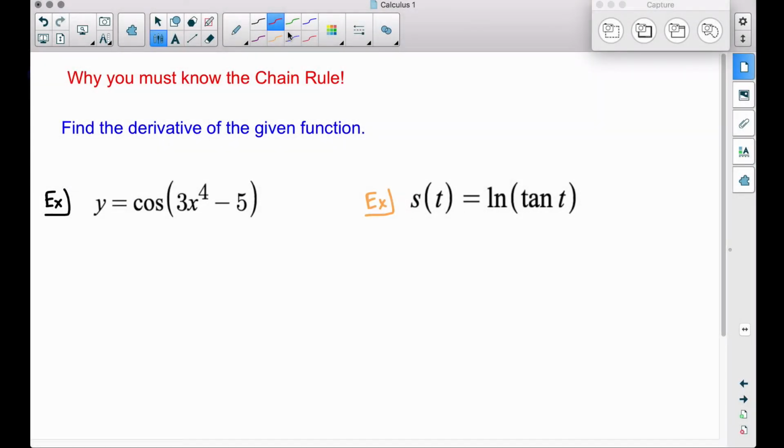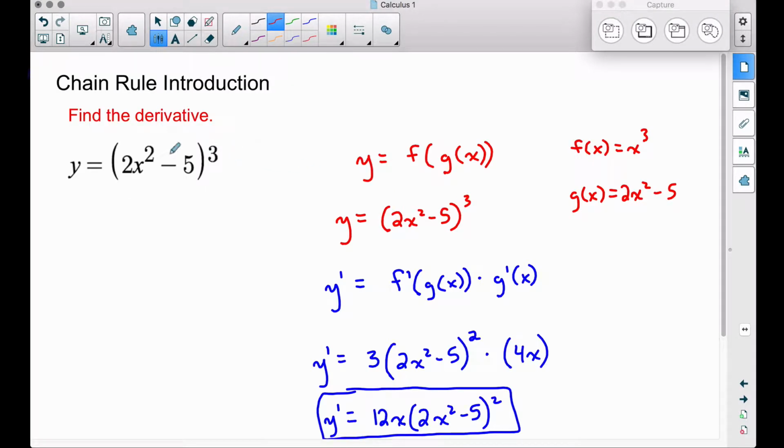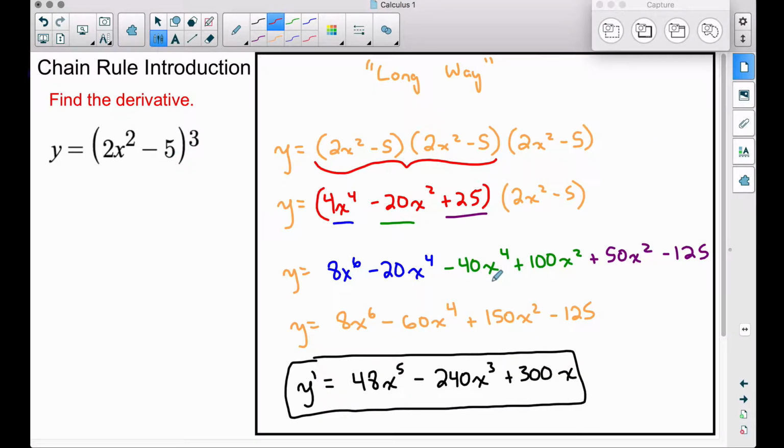In this video, we're going to look at two examples of when you must know the chain rule in order to find a derivative. These two examples here, the only way we can find the derivative is to know the chain rule. In a previous video, we did look at the chain rule of this example, but we also did it the algebraic way, the long way of doing some algebra.